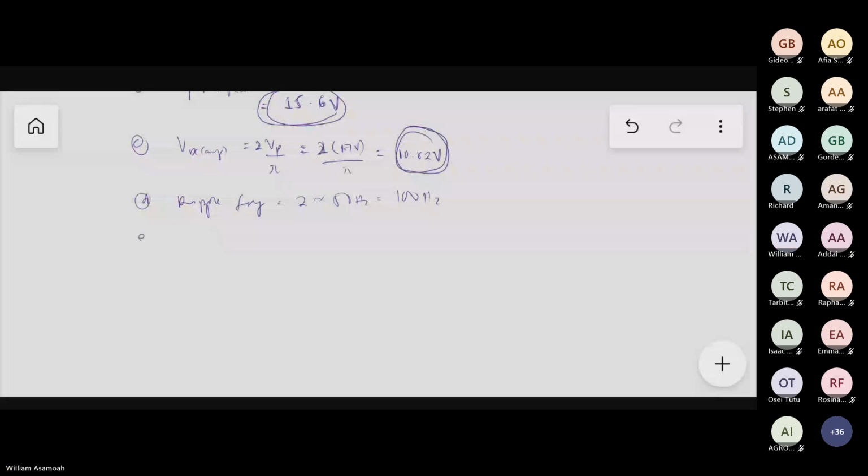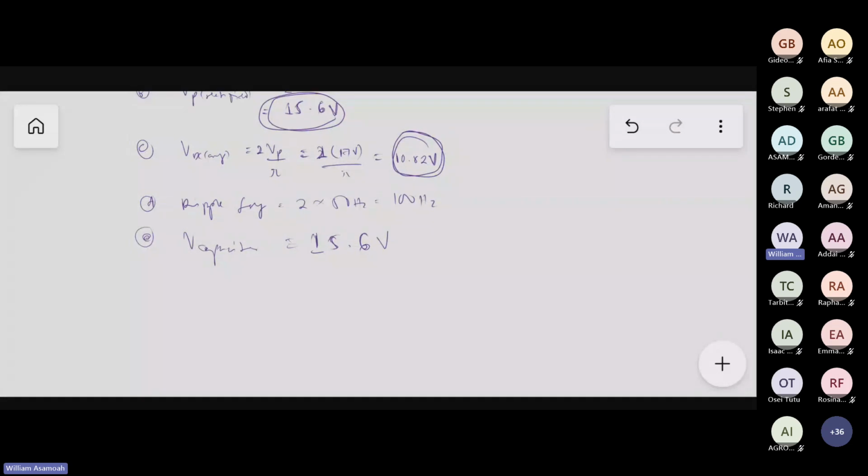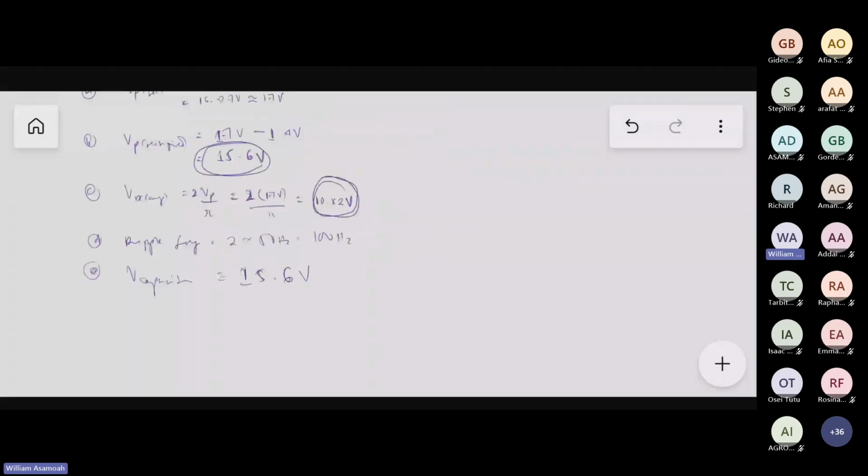So E, the V capacitor should be equal to 15.6 V. Please, do we understand? All right, and that's what we call the V ripple. Now, the formula for finding the size of the capacitor to smooth it.